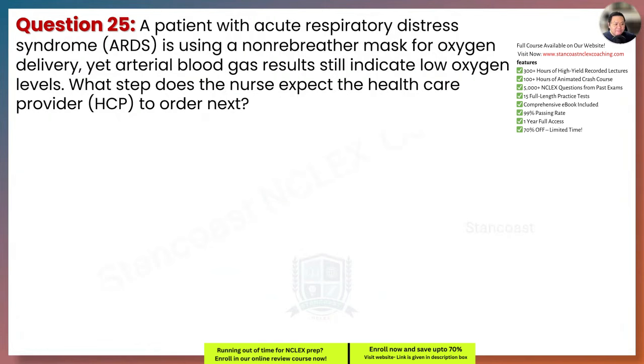All right, let's have number 25. A patient with acute respiratory distress syndrome is using a non-rebreather mask for oxygen delivery, yet arterial blood gas results still indicate low oxygen levels. What step does the nurse expect the healthcare provider to order next?